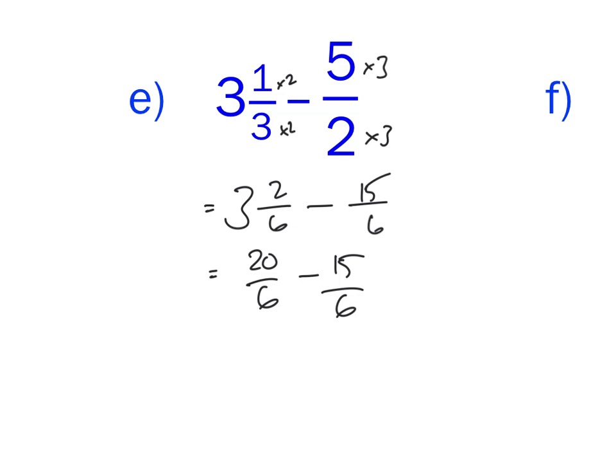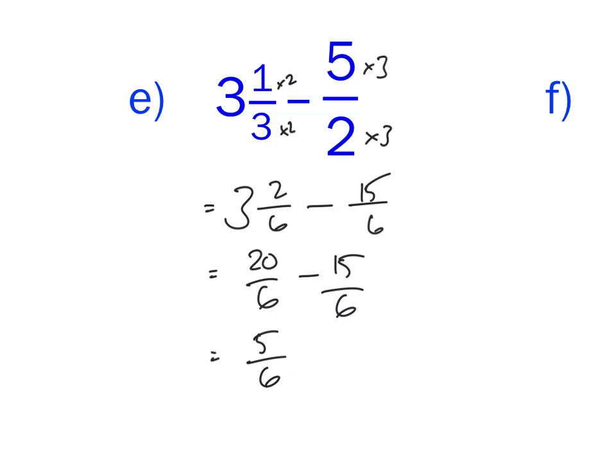So now we can go ahead and do the subtraction. So 20 over 6 minus 15 over 6 is equal to what? 5 over 6. And 5 over 6 does not need to be turned back into a mixed fraction because it's less than 1. So the answer is 5 over 6. So we're left with not a single whole.